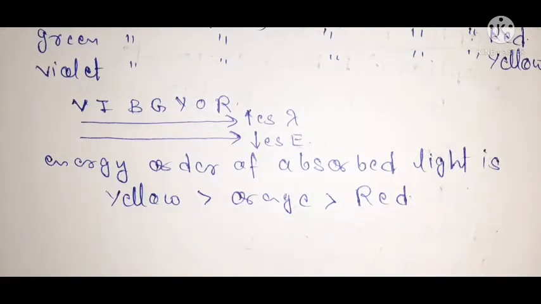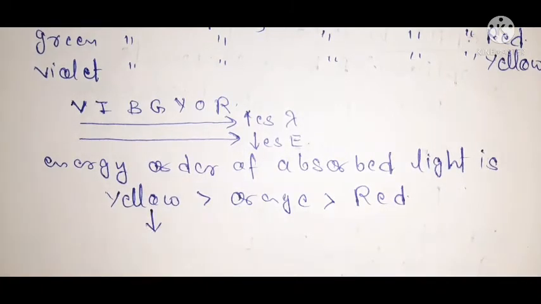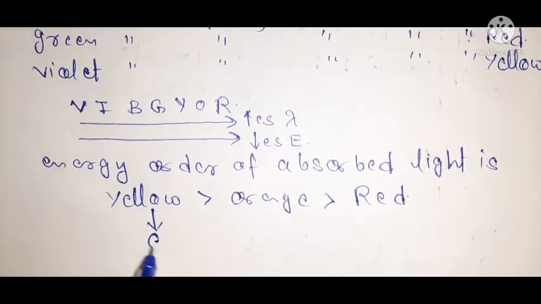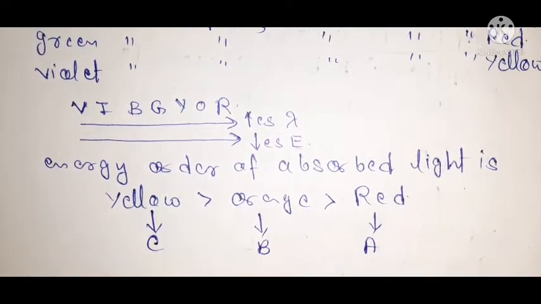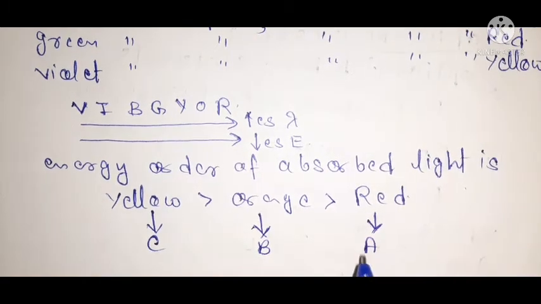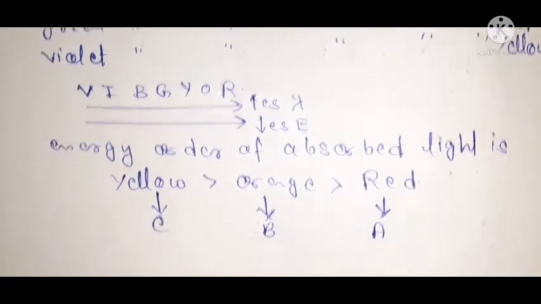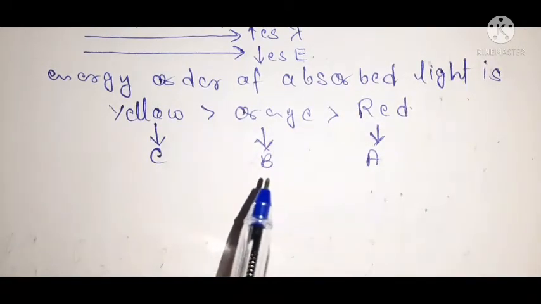Okay, so that means we also find the energy order in our previous page. That is C, and this is related to B. The highest energy is for C, so that means it is related to your yellow color. And then energy related to B means it is related to your orange, and the least energy is for A, and that means it is related to your red color. So we also find the order of energy in our previous page.